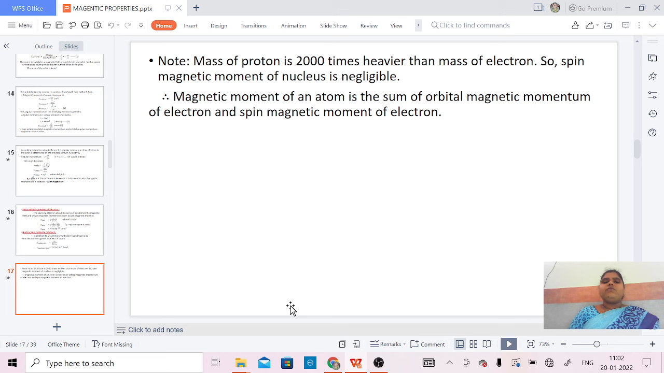The mass of a proton is 2000 times heavier than the mass of an electron. So the spin magnetic moment of the nucleus is negligible, because the mass of a proton is 2000 times heavier than the mass of an electron. Whenever it occurs, it is a negligible value. So whenever we take the magnetic moment of an atom, it is the sum of only the orbital magnetic moment of the electron and the spin magnetic moment of the electron.